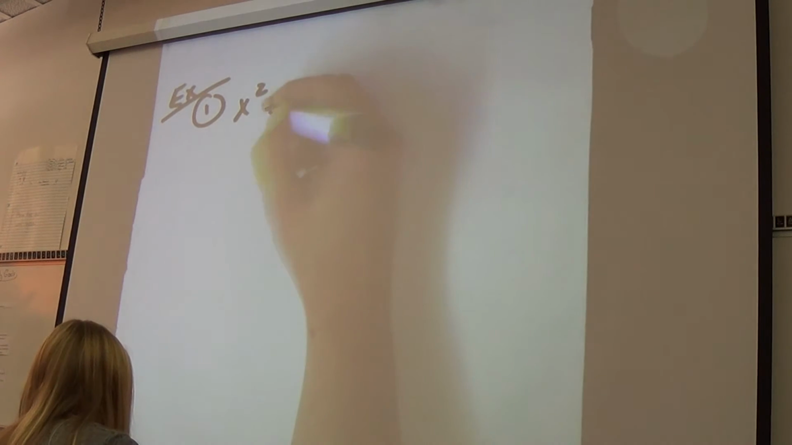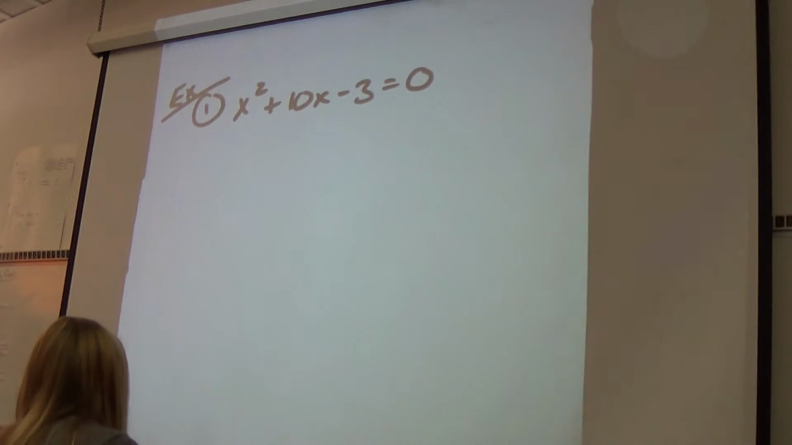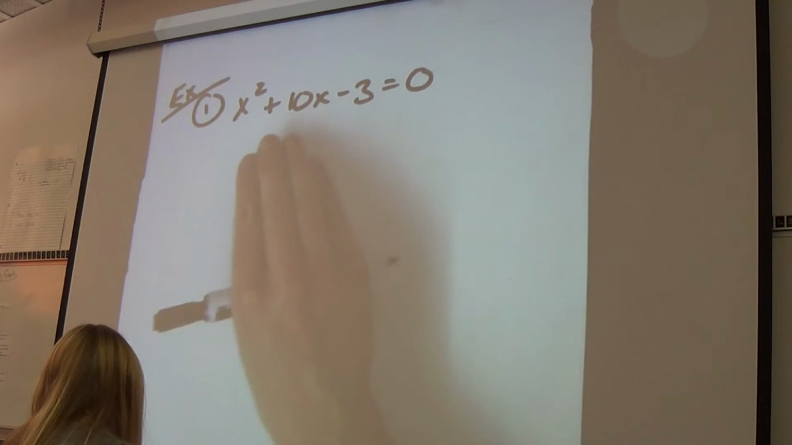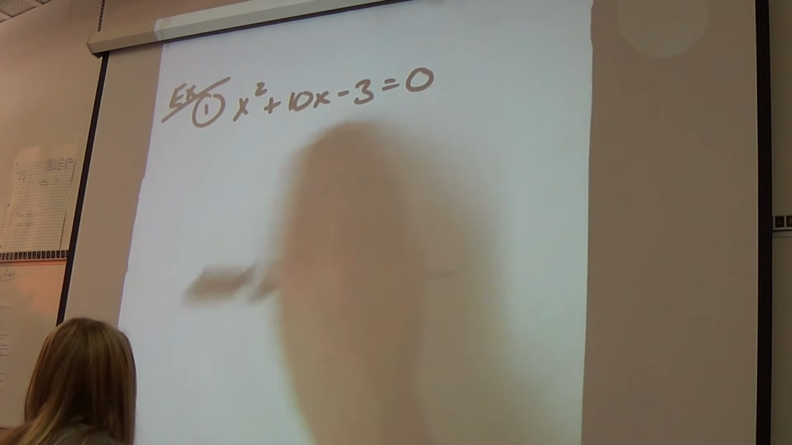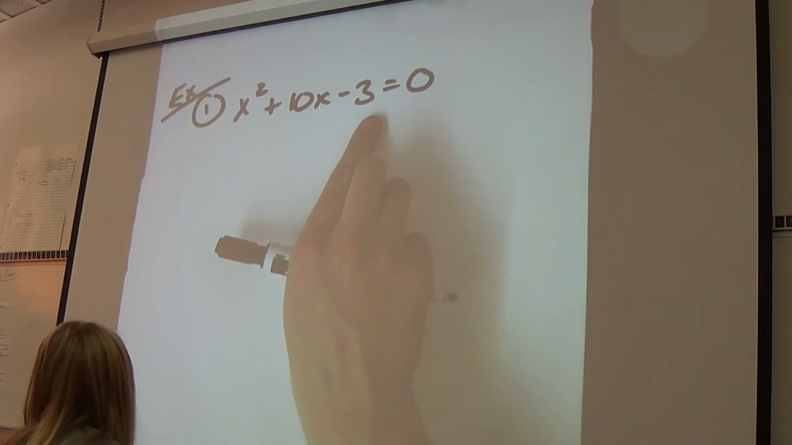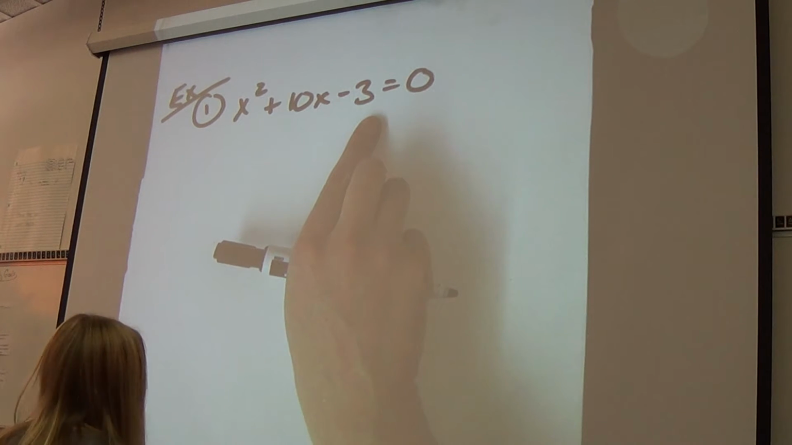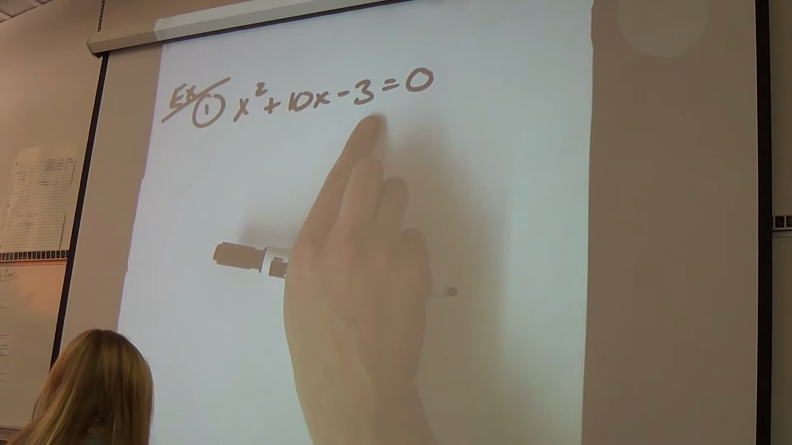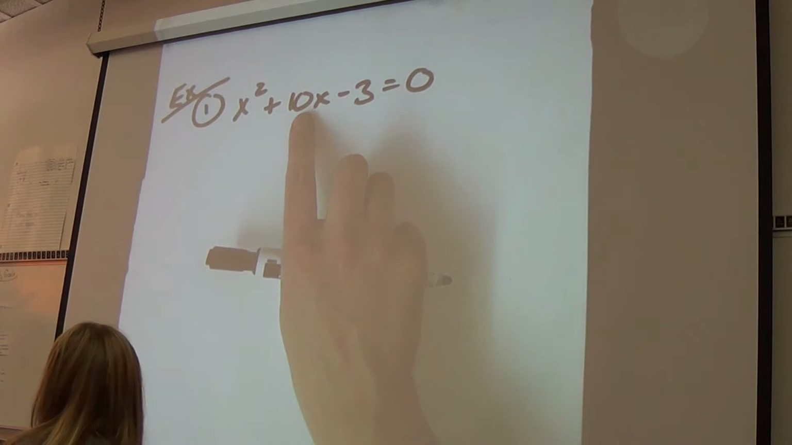x squared plus 10x minus 3 is equal to 0. Now, normally, I would try to factor this, right? So how could I try to factor this? AC method. So I would take 1 times negative 3, and then what's my silly question? What multiplies to make negative 3, but if I added, I get 10? And your answer is? Negative 5 times 2.